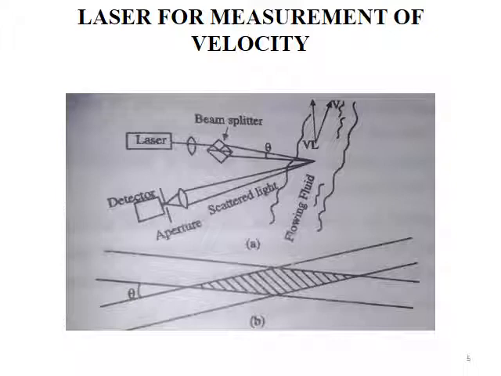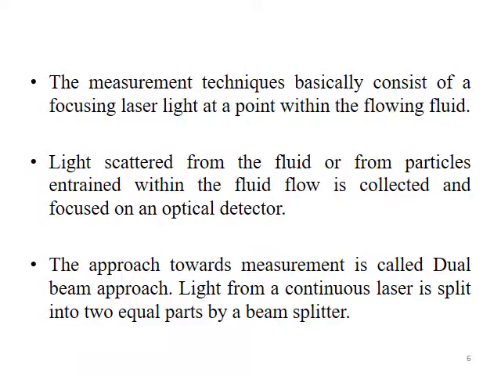Then let us see about the construction of this system. The measurement technique basically consists of focusing laser light at a point within the flowing fluid. The light scattered from the fluid or from the particles entrained within the fluid flow is collected and focused on an optical detector. The signal processing of the detector output yields the magnitude of the Doppler frequency shift and hence the velocity of flow.